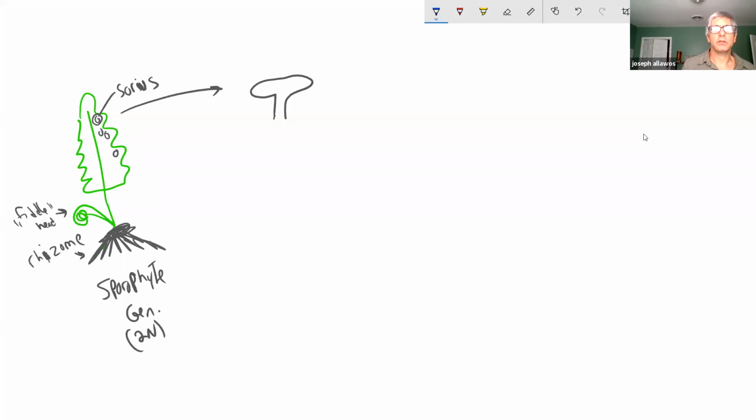I'm going to do some different colors here just for the heck of it. What's the structure that makes spores? A sporangia, right? So this is a sporangium.